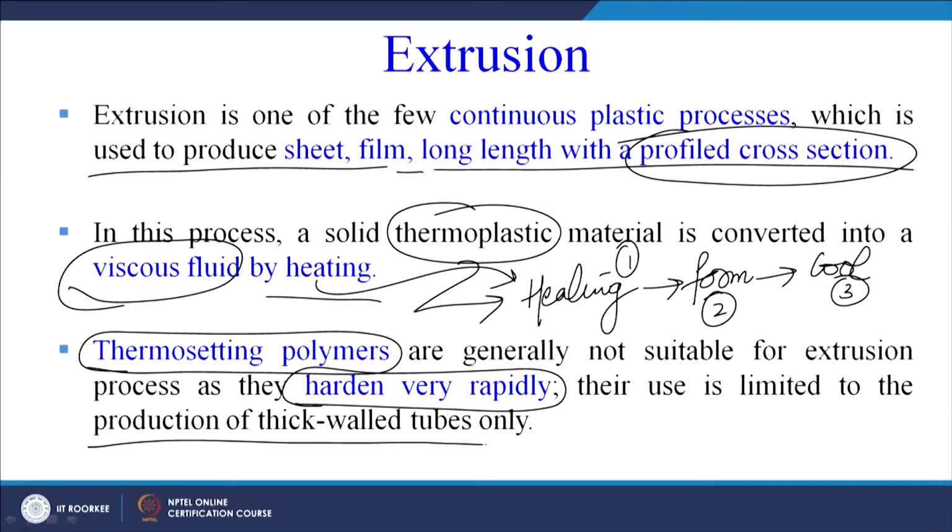So there can be maybe one or two lectures only to explain the difference between thermoplastics and thermosets. But here we will restrict the discussion to the understanding that in most of the cases thermoplastics are usually processed by the extrusion process. Thermosets' use is limited to production of thin walled tubes only, but mostly we will be making use of thermoplastics in case of extrusion process.